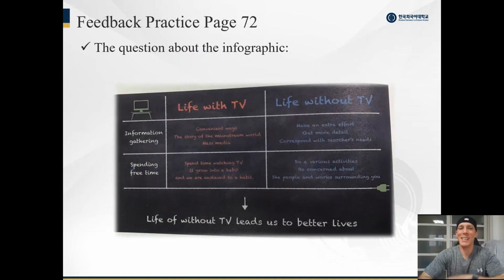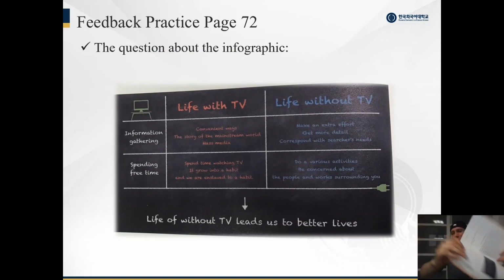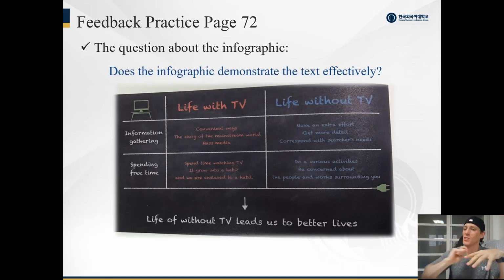Okay, so we're on to page number 72. And this part is very easy. You just look at your textbook. It's the same. And you can see right there. All I want you to do is answer one question. And you can write anything you want, but just write in an answer. Does the infographic demonstrate the text effectively? Yes or no? So you look at it.